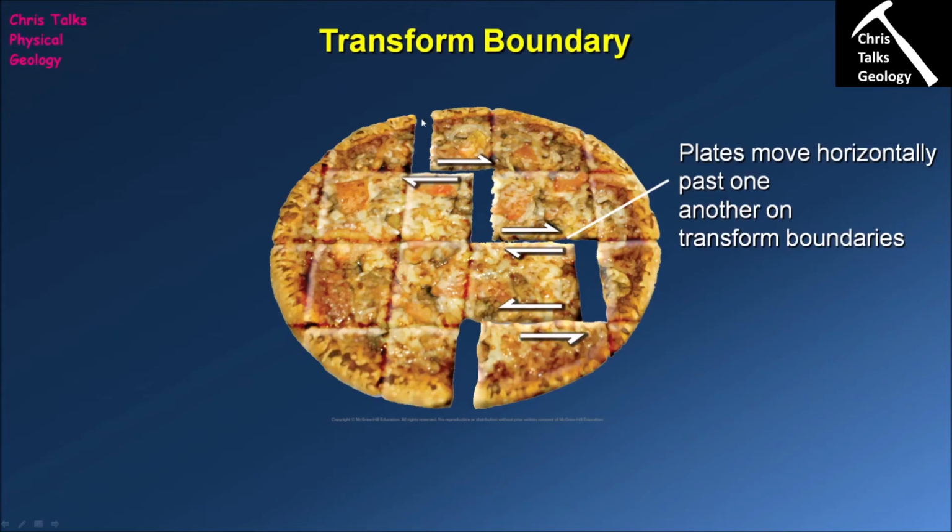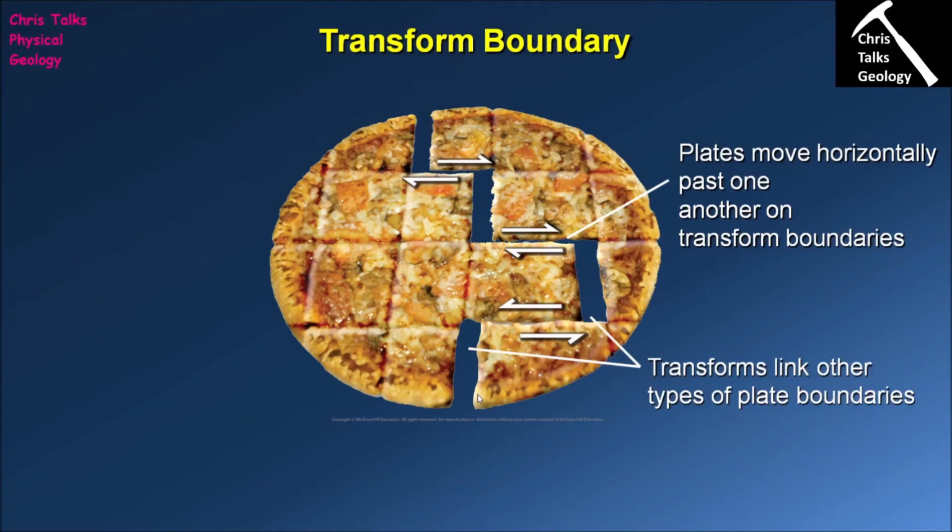So you can see we're going divergent plate boundary, transform plate boundary, divergent, transform, divergent, transform, divergent. And so this coexistence of the divergent and transform plate boundaries together helps to explain this zigzag pattern that we see associated with mid-ocean ridges.